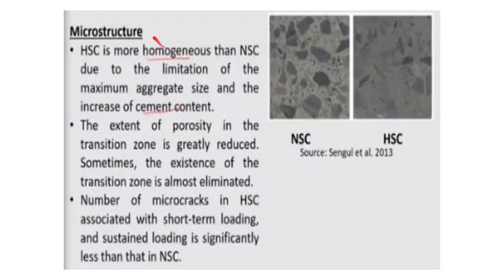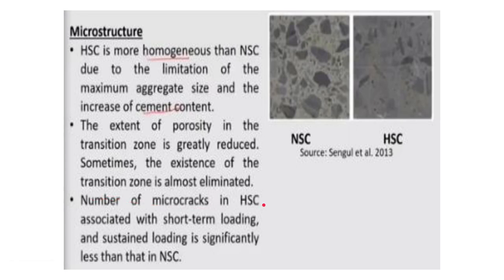If we go to microstructure, as you can see, HSC is more homogeneous, which I told you just now, than NSC, normal strength concrete, due to the limitation of the maximum aggregate size and the increase of cement content. That played a very important role in the uniformity and homogeneity. The extent of porosity in the transition zone is greatly reduced because the zone of transition is smaller, and also the spaces, mainly voids of nanometer scale, are filled with silica film. Sometimes the existence of the transition zone is almost eliminated because the silica film is able to block most of the capillary pores because of its nanometer size.